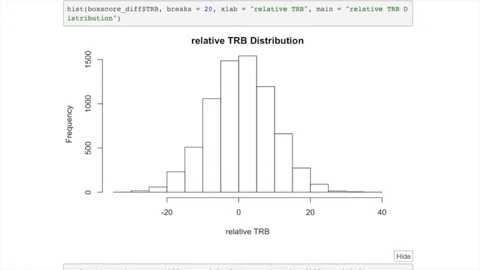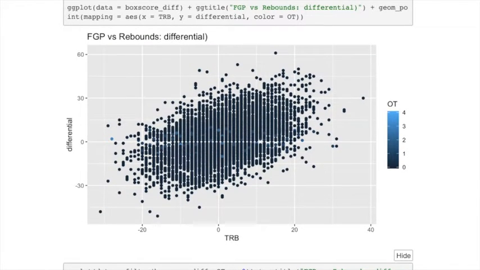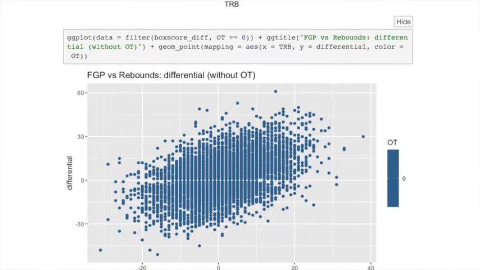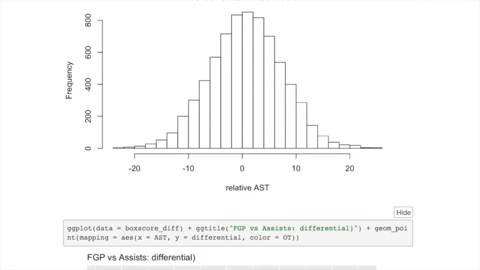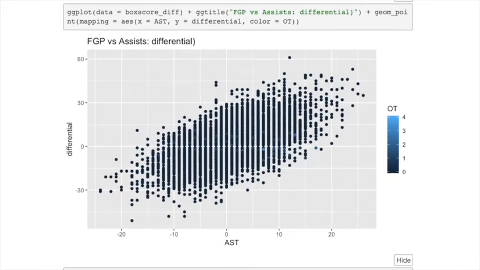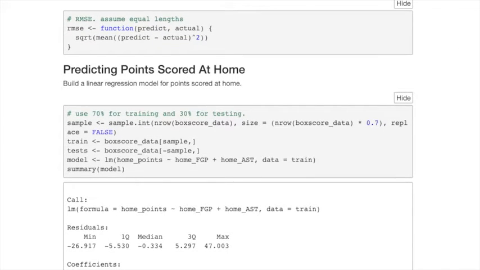I repeated the same thing for differential and rebounds, and not as great a correlation, but definitely better than just the absolute statistic. A correlation of 0.45 roughly. I repeated this for assists again. The final step is to build a predictive model.